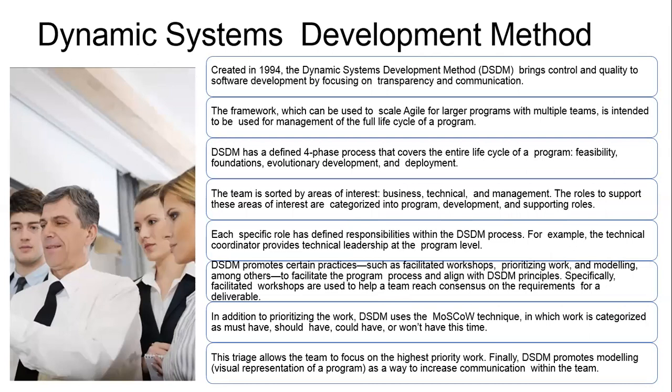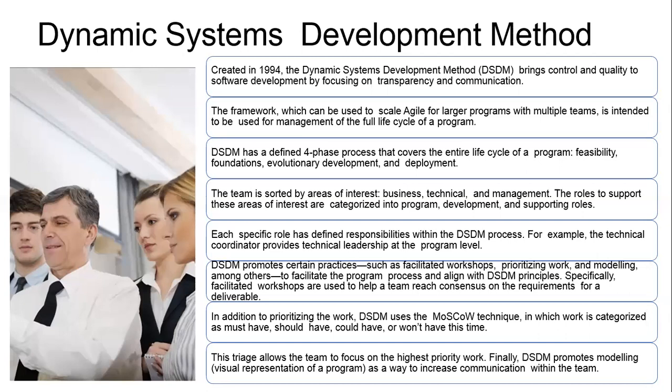DSDM has a defined four-phase process that covers the entire life cycle of a program: feasibility, foundations, evolutionary development, and deployment. The team is sorted by areas of interest: business, technical, and management. The roles to support these areas of interest are categorized into program, development, and supporting roles. Each specific role has defined responsibilities within the DSDM process. For example, the technical coordinator provides technical leadership at the program level.